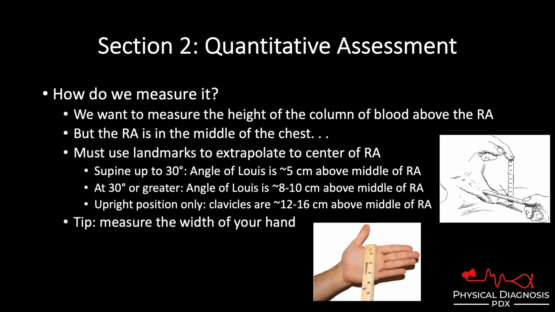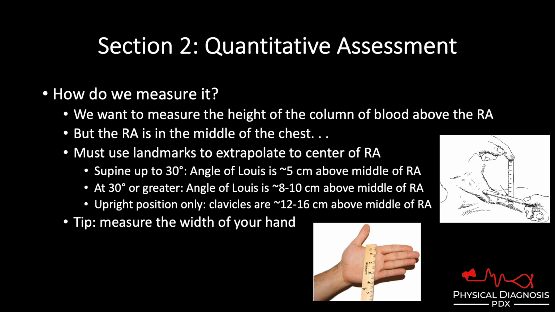So how do we measure JVP? We want to measure the height of the column of blood above the middle of the right atrium. But the right atrium sits in the middle of the chest and we can't see it. So we must use landmarks that we can see to extrapolate to the center of the right atrium. The angle of Louis represents one such landmark. In the supine position up to about 30 degrees, the angle of Louis is about 5 centimeters above the middle of the right atrium. At 30 degrees or more, that number increases to 8 to 10 centimeters.